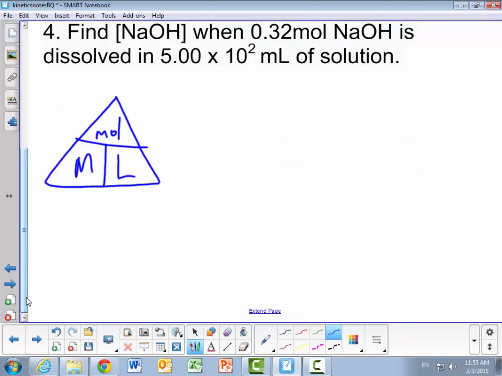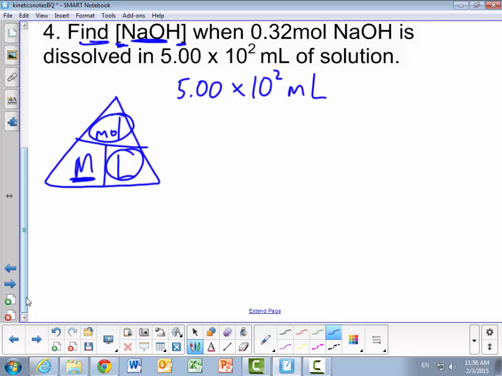It says find the concentration of NaOH, meaning find the molarity of NaOH when 0.32 moles of NaOH is dissolved in 5.00 times 10 to the 2 milliliters of solution. So we're being asked to find molarity. We're being given moles and liters. Liters are being given in milliliters first off, so let's change milliliters to liters.